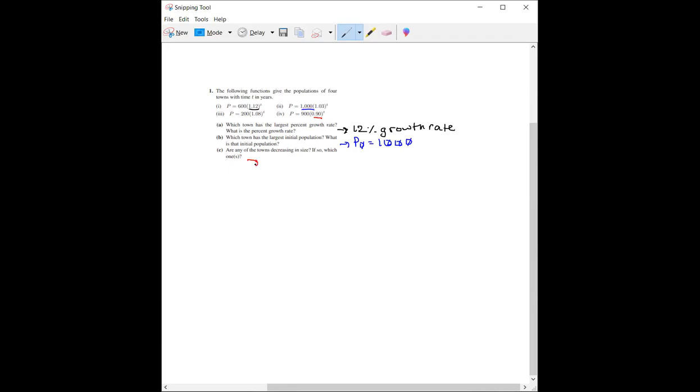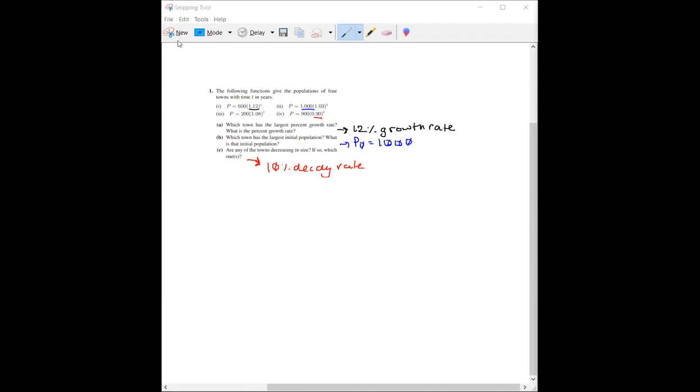What's its decay rate? How fast is it decreasing in size? We're going to basically do the exact same thing we did to find the 12% growth rate. This is going to be 10% decay rate. Okie dokie. Awesome.